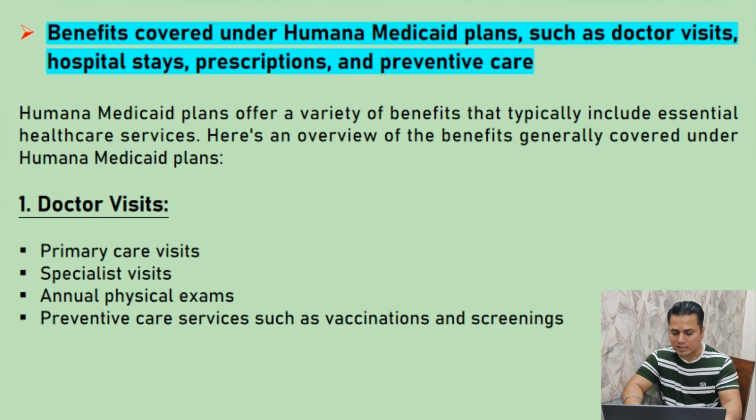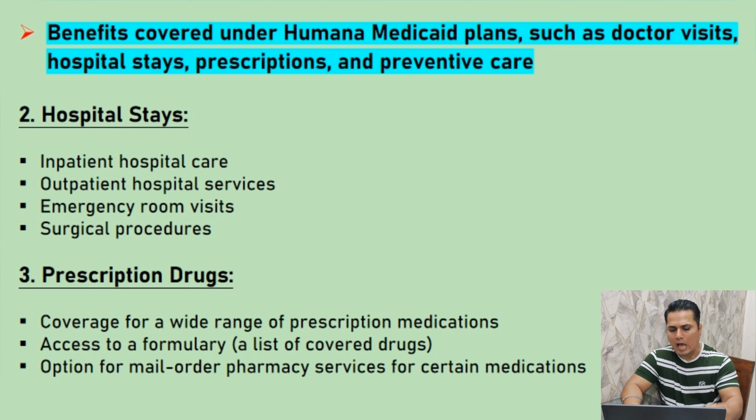Number 2, hospital stays: inpatient hospital care, outpatient hospital services, emergency room visits, surgical procedures. Now, number 3, prescription drugs. In that, coverage for a wide range of prescription medications, access to a formulary, a list of covered drugs, and the option for mail order pharmacy services for certain medications.